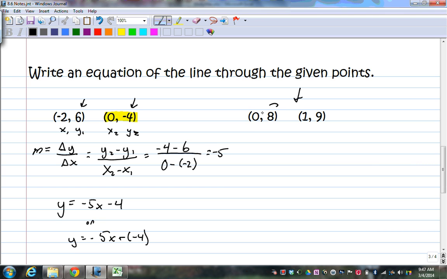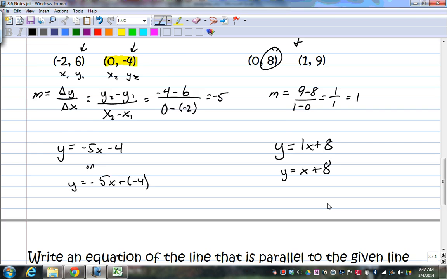Okay, hopefully you realize that is your intercept, your y-intercept. Your slope is going to be 9 minus 8 over 1 minus 0, which is 1 over 1, or just 1. So your equation, y is equal to 1x plus 8. We don't need to write the 1, so we could say x plus 8.